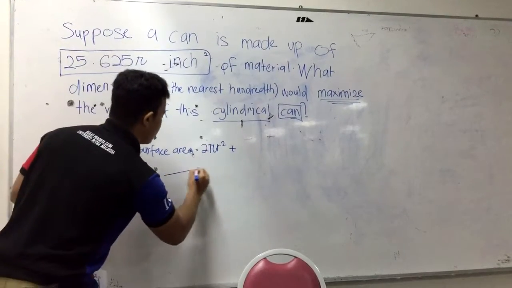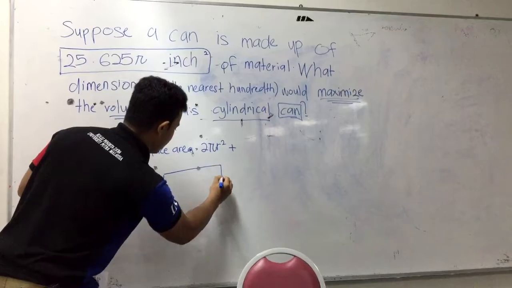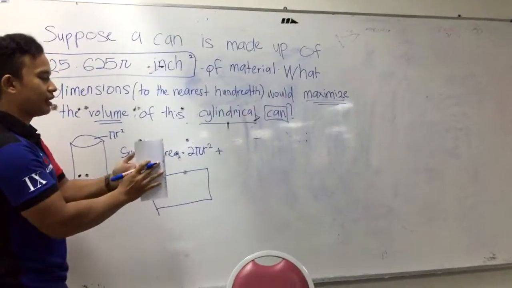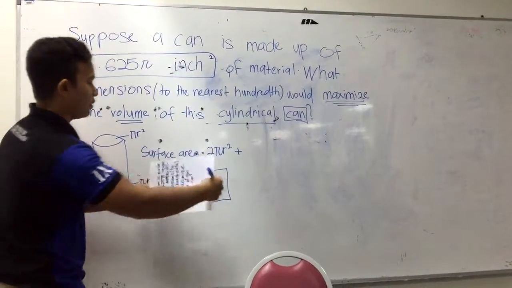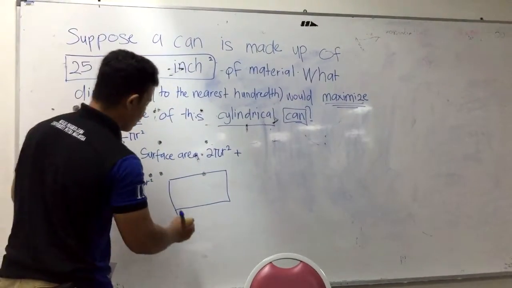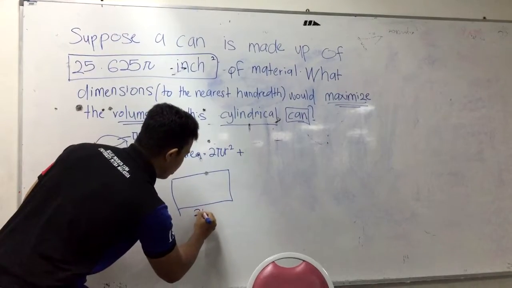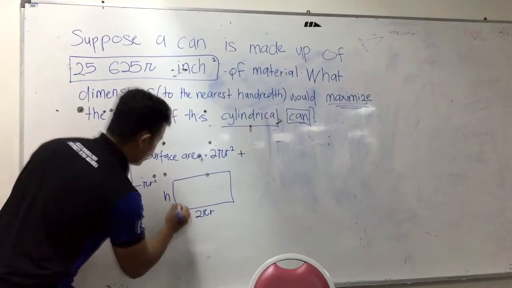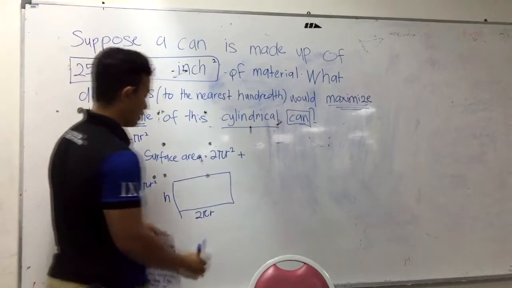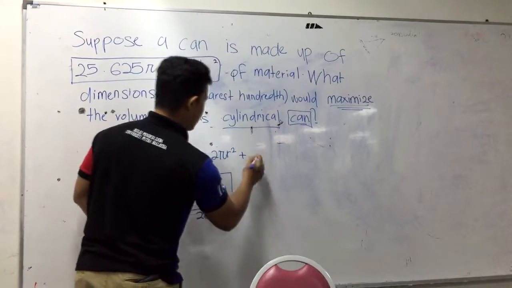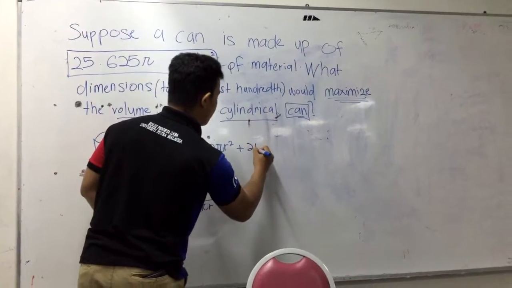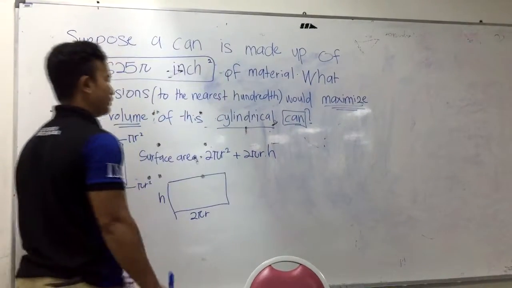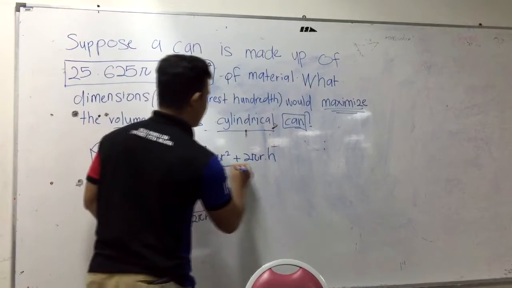Okay, this part, if I draw a can, a cylinder can, is like this. When we open it, it will be a rectangle. So this side is 2 pi r and this side is h. So this part is 2 pi r times h. Okay, this is for the surface area.